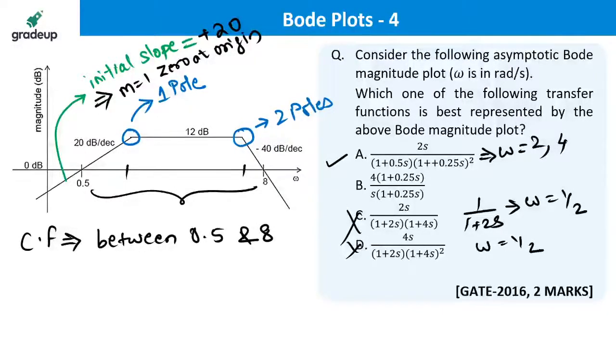Okay, there should be 1 zero at origin and 2 pole terms in the denominator such that the corner frequency is between 0.5 and 8. I haven't checked this 1 plus 4s yet. If I take 1 plus 4s, what is the corner frequency? It is 1 by 4, that is below this range. So here also there is no corner frequency. Only option number A matches. Okay. Got this method? Now, this is done just by option checking.